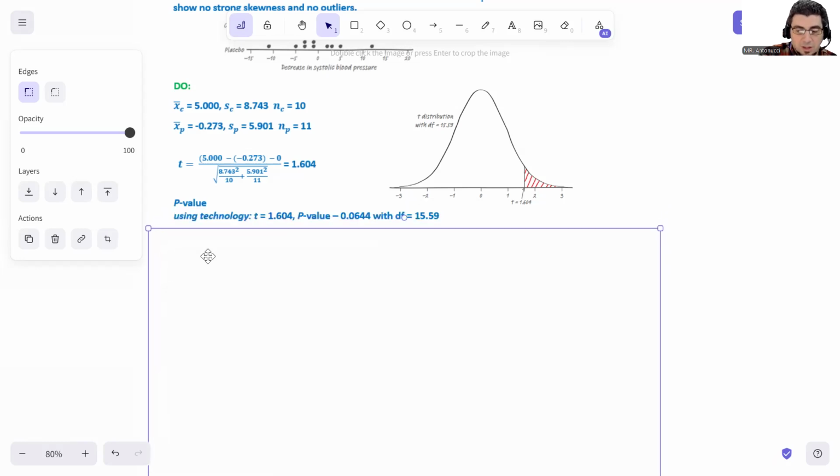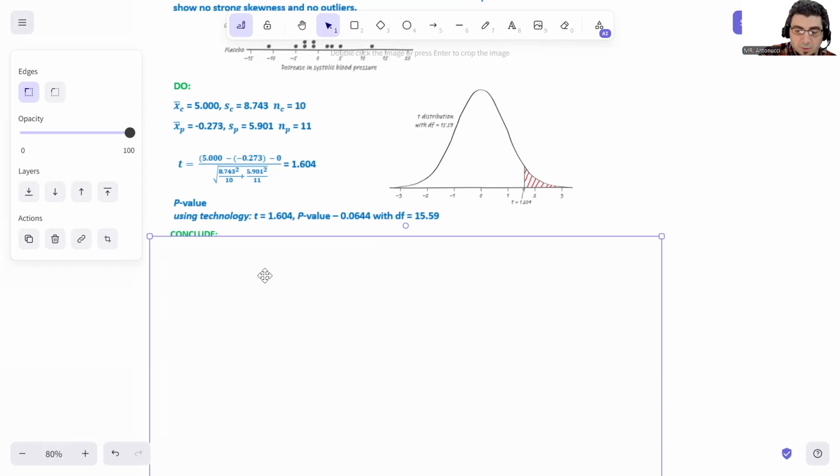The p-value, using technology that I showed you in the calculator example previously, for a t-value of 1.604 is 0.0644. That's not negative right there. You can't have a negative p-value. With degrees of freedom 15.59. Again, you can do all of these calculations on the calculator, but make sure you write them down on your paper. For the whole do step, don't just write p-value equals 0.0644. Make sure you put the summary statistics, the t-value, and the degrees of freedom as well.